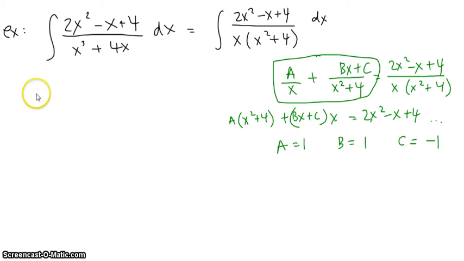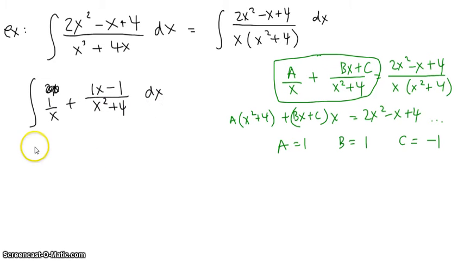So after you've done all that work, and I'm going to come back here because there's actually one more thing that we have to go over. If you take a look, this decomposition will become 1 over x plus x minus 1 all over x squared plus 4 dx. Now integrating this first part is easy. The integral of 1 over x is the natural log of x. Now how do I integrate this though? This part right here. So let's do that. How do I integrate x minus 1 over x squared plus 4?